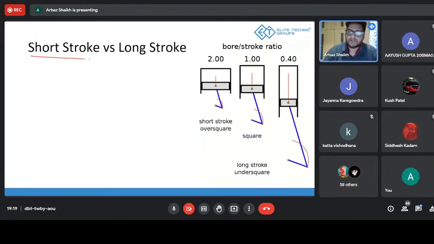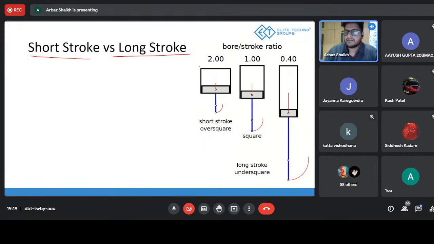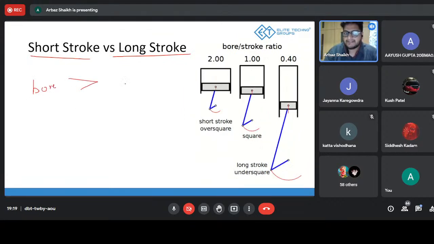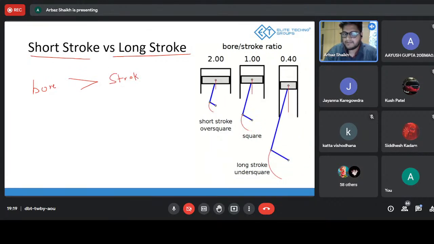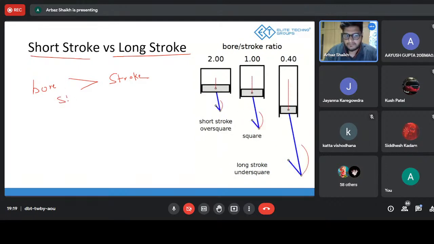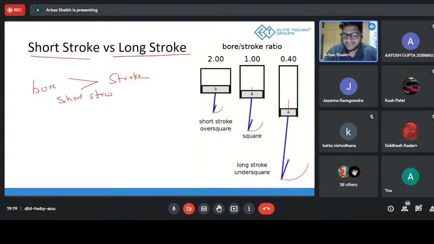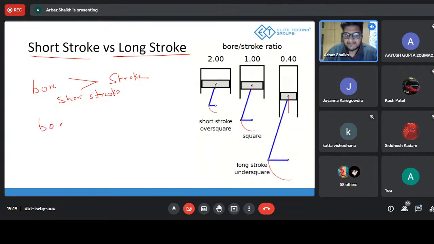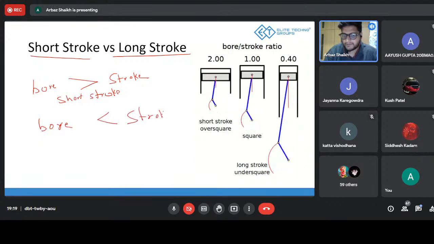There are short stroke engines and long stroke engines. If the bore is greater than the stroke, we call it a short stroke engine. On the other hand, if it is the opposite, the bore is lesser than the stroke, we call it a long stroke engine.